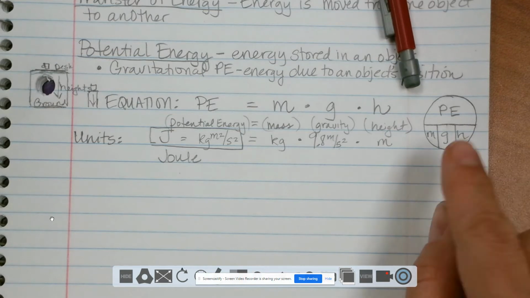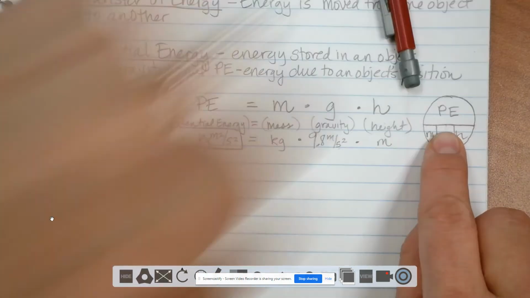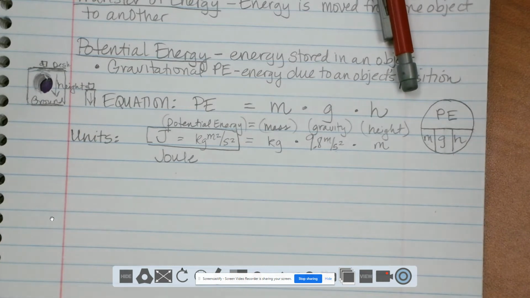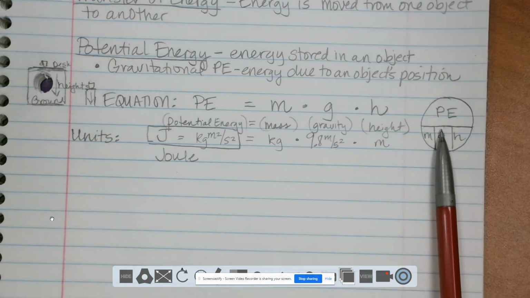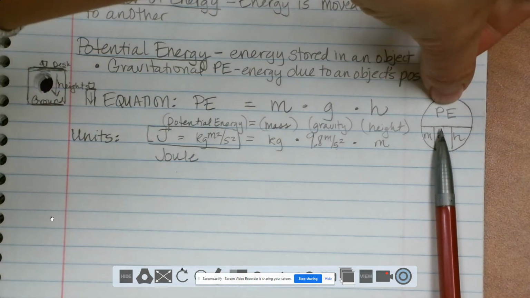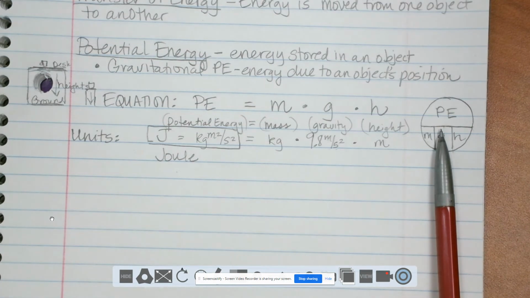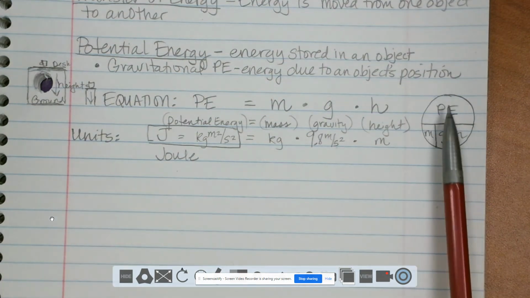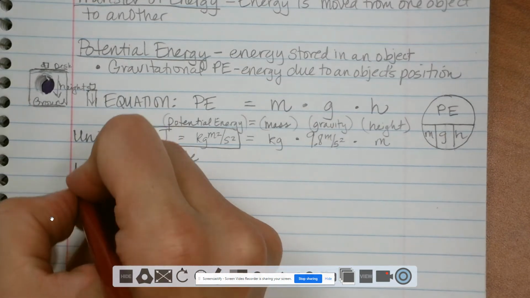So if I cover up G, I get mass times height. I know my finger's too big, but mass times height. Here, I'll cover it up with my pencil. And that means I'll get PE, potential energy, divided by mass times height. And so I'm going to multiply those on the bottom, then divide what's on top by the bottom. Okay, so you can find any one of those variables using the circle the same way you did in the past. All right, so let's try an example.